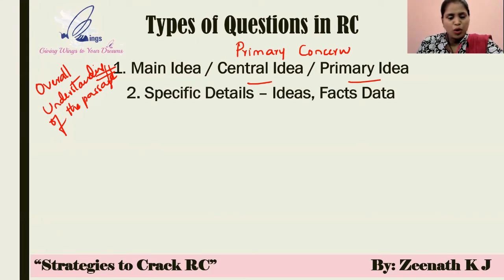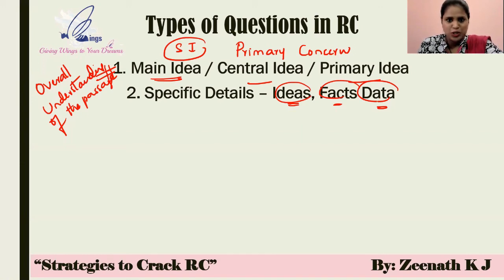The second type of question we come across in RC is called specific details question. Friends, we already discussed main idea and supporting idea, right? Under each supporting idea of the main idea, usually the author must have discussed a lot of ideas, facts, data, or maybe any kind of statistics, examples, etc. So if there is a question based on any of these, which come under supporting ideas, it is called a specific details question. The third type of question is called inferences.